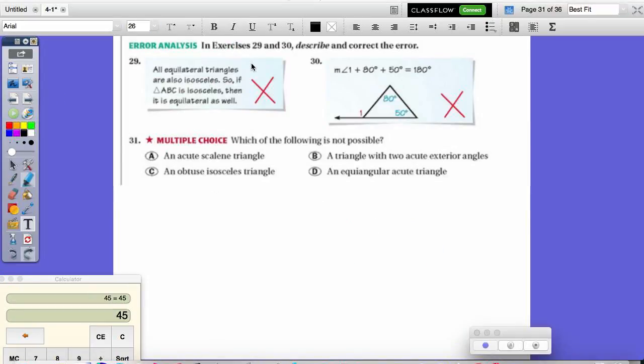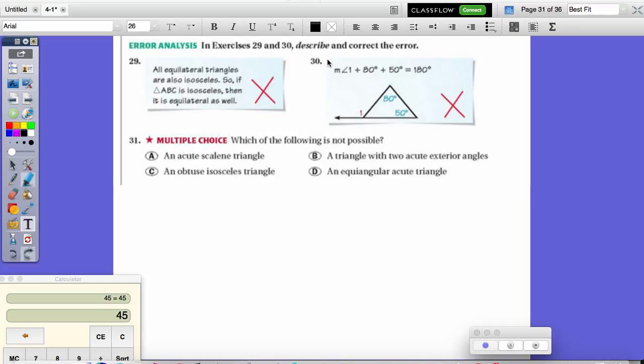In 29 and 30, they want us to describe and correct the error. In 29: equilateral triangles are all isosceles, so if ABC is isosceles, then it is equilateral as well. No, because all equilateral triangles are isosceles, because isosceles says at least 2 of the sides are equal. But if only 2 of the sides are equal, it does not meet the condition to be equilateral.